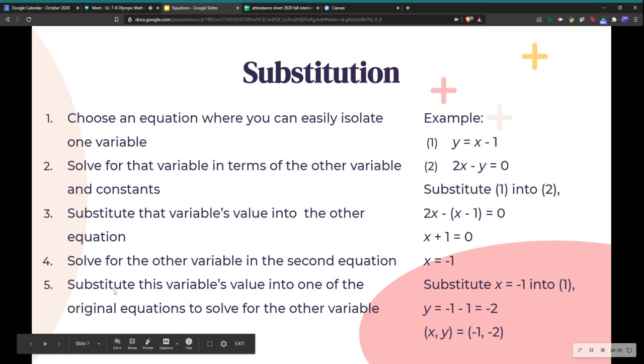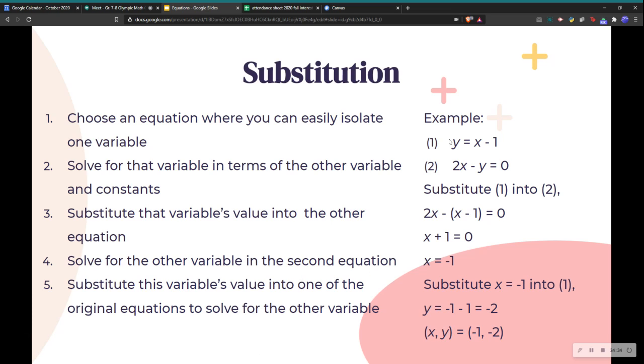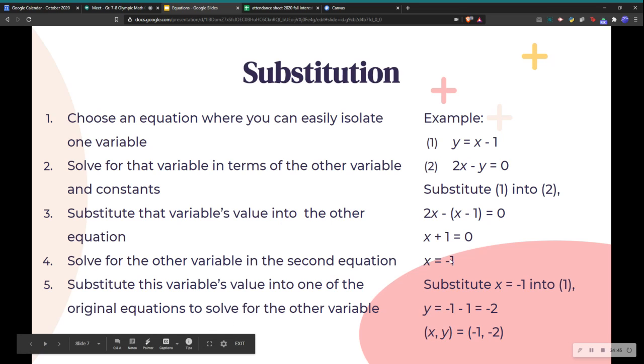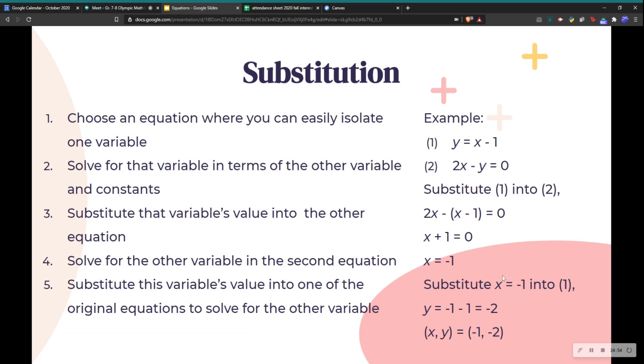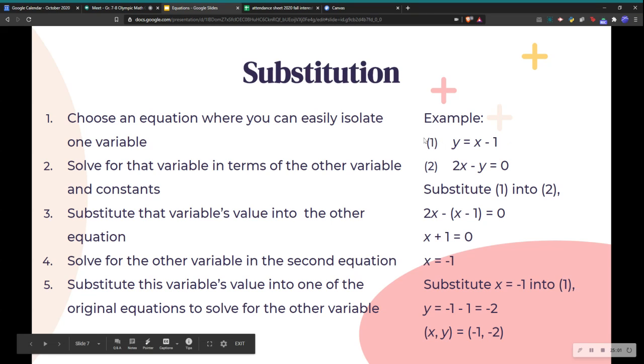And then step 5, the final step, you can substitute this variable's value into one of the original equations. Original means the equations that you were given in the question, the equations that weren't modified at all. So you can substitute this into one of the original equations to solve for the variable that you isolated in the beginning. So here we have x equals negative 1. You can substitute this into equation 1 or 2. In this case, we chose equation 1, so over here.